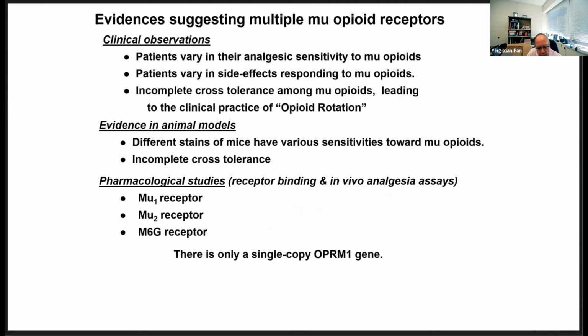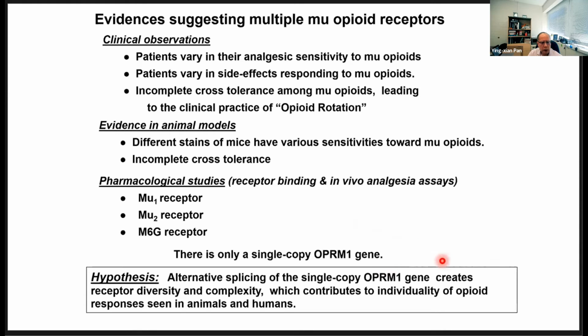However, owing to a single copy OPR1 gene, it is hard to explain all these observations using a single receptor mechanism. Although there are several other possibilities, like differences in pharmacokinetics or metabolism, our hypothesis is that alternative splicing of the single copy OPR1 gene creates receptor diversity and complexity, contributing to the individuality of opioid response seen in animals and humans.